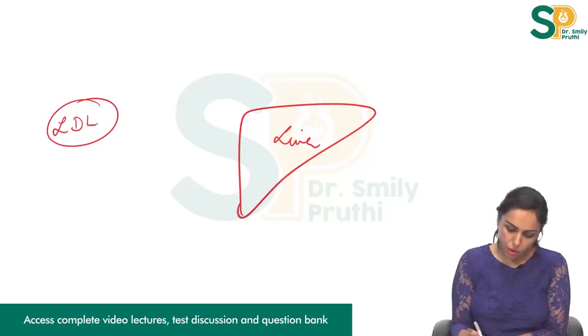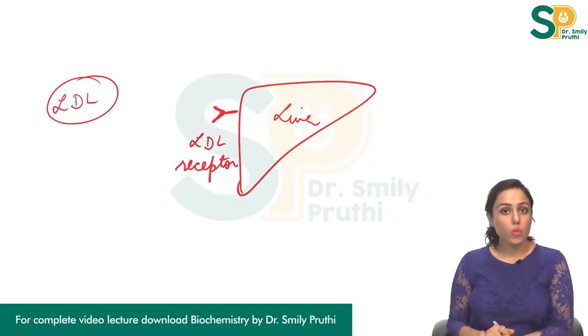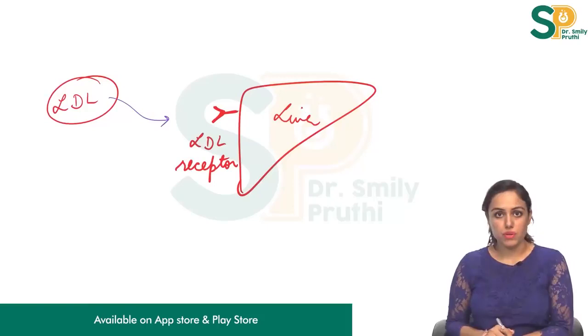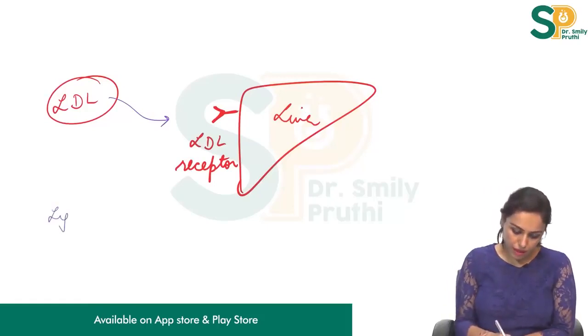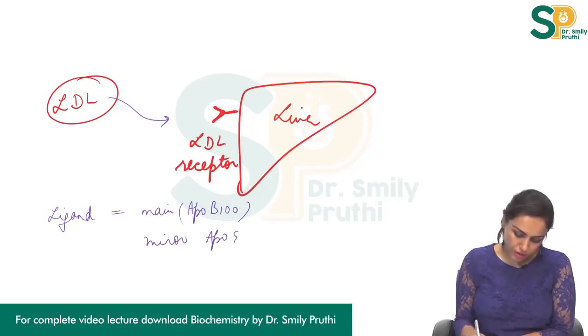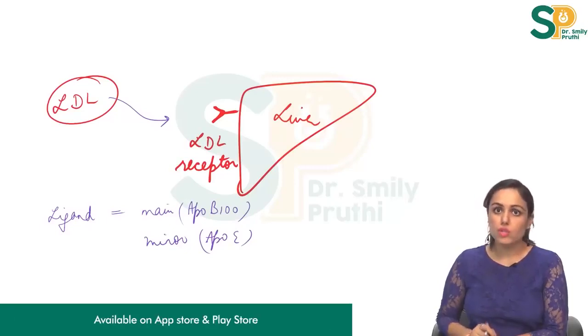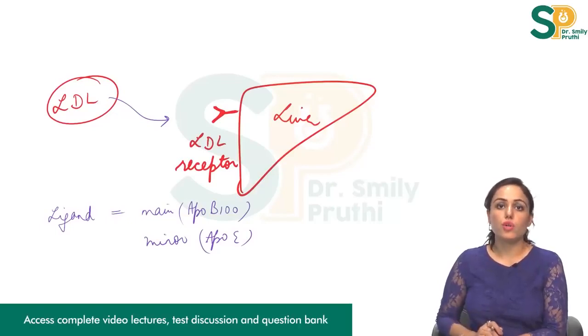Let's say this is liver. On liver, there are special LDL receptors present. Now, when LDL is taken up by LDL receptors on the liver, the main ligand for these receptors is ApoB100 and the minor ligand is ApoE. I just told you that ApoE is required for uptake of the remnants by liver cells. So, remnants have only one ligand, that is ApoE. But for LDL receptors, there are two ligands, ApoE and also ApoB100.